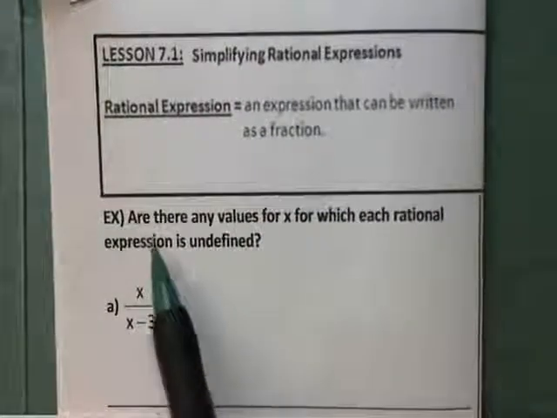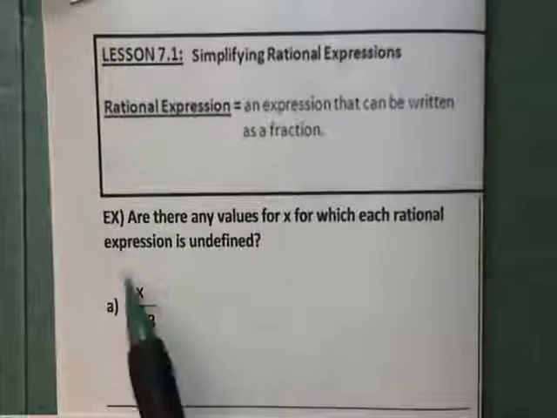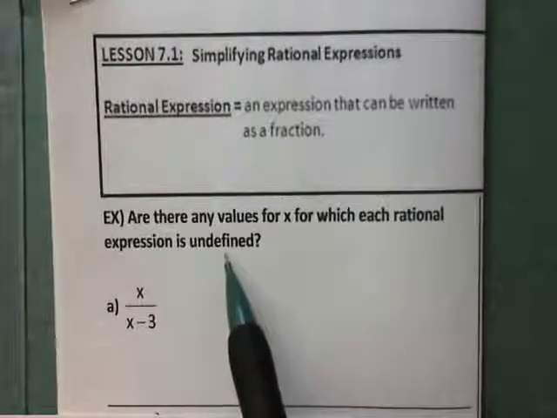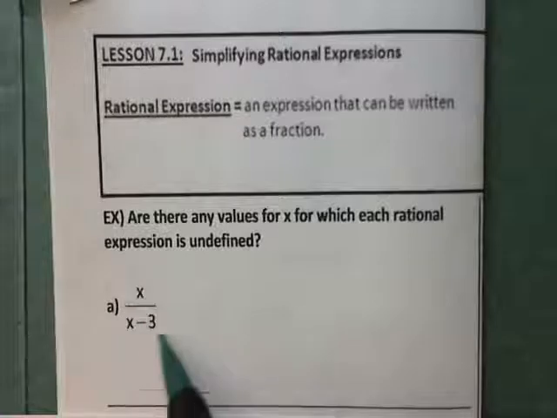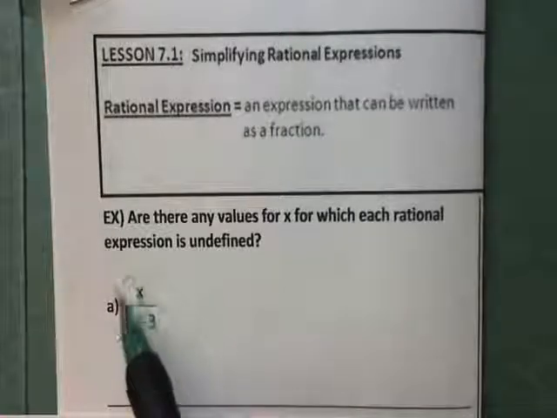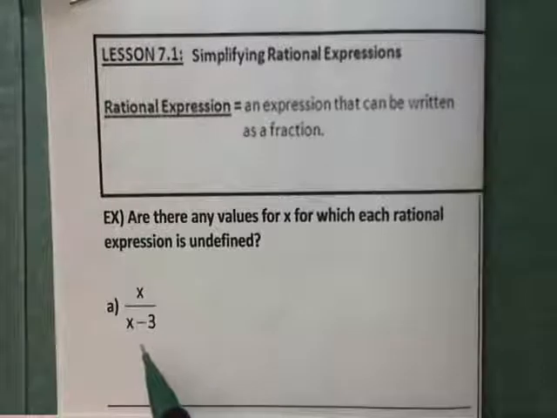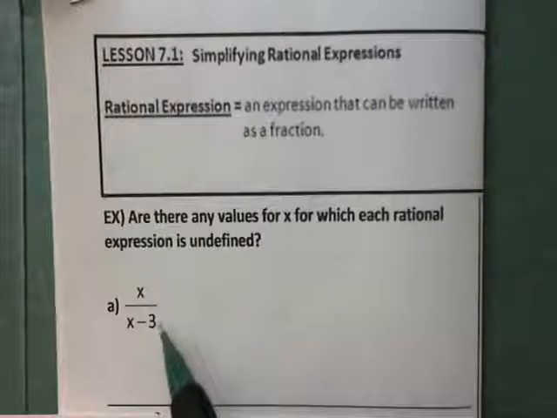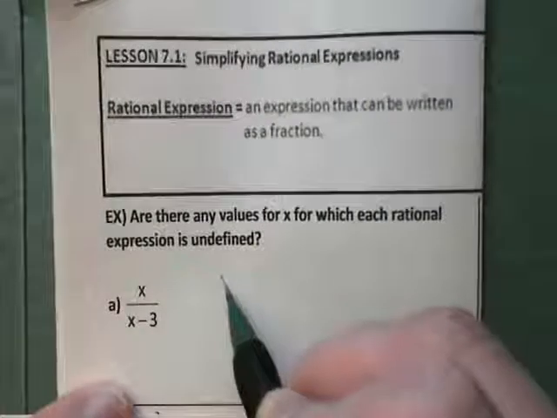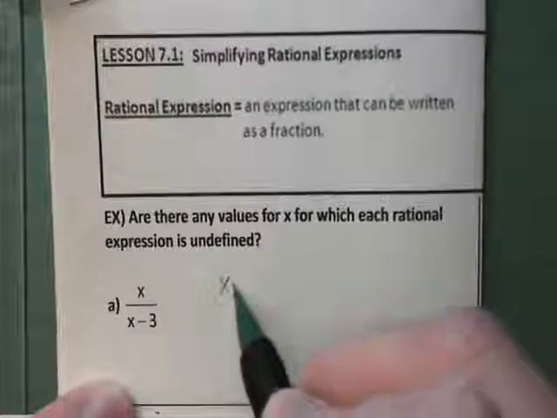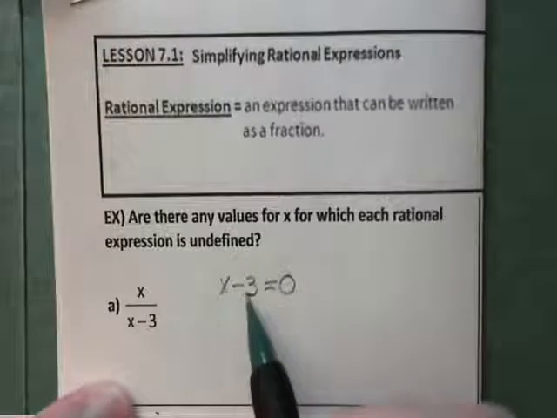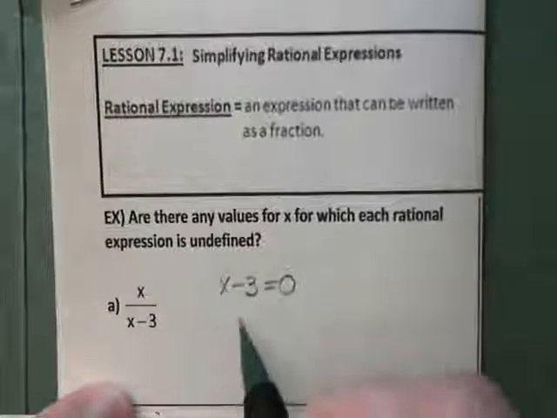Alright, here's a problem. We're asked, are there any values for x for which each rational expression is undefined? So basically, what this question is asking is, would there be any time where this fraction would be undefined? In other words, is there any time that the denominator would equal 0? Well, what we do is take the denominator, x minus 3, and say, when will the denominator, x minus 3, equal 0? Let's solve for x.